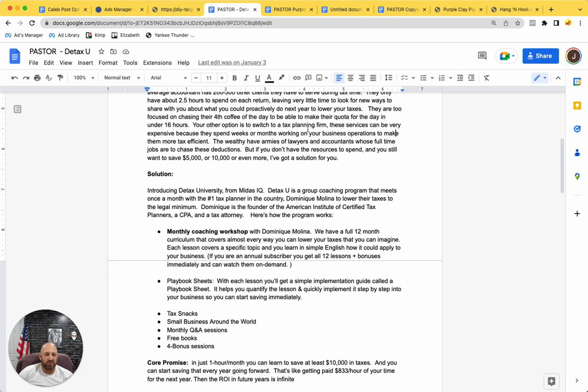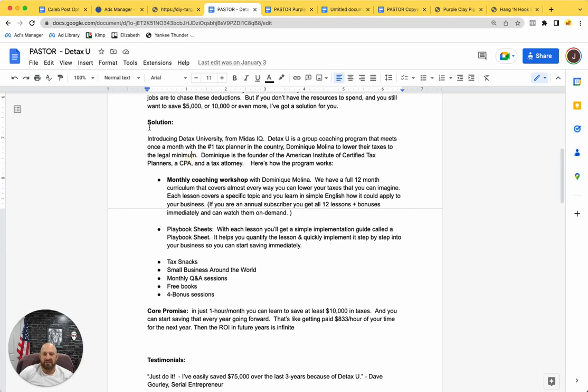The other option is to switch to a tax planning firm. These services can be expensive, blah, blah, blah. The wealthy have armies of lawyers and accountants whose full time job it is to look for these deductions, blah, blah, blah. But if you don't have the resources to spend and you still want to save money, I've got a solution.